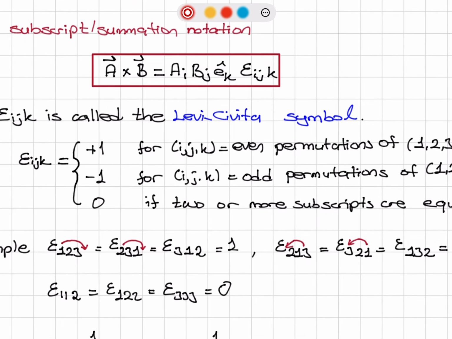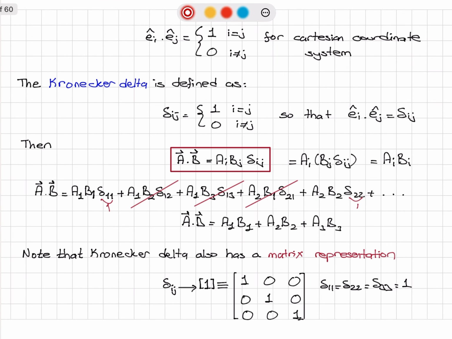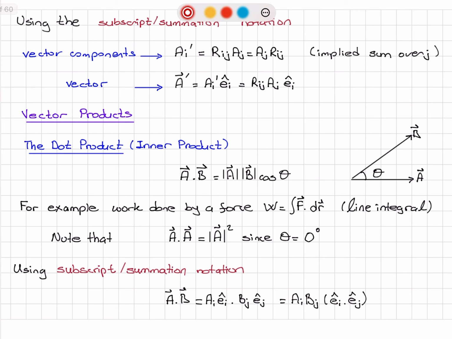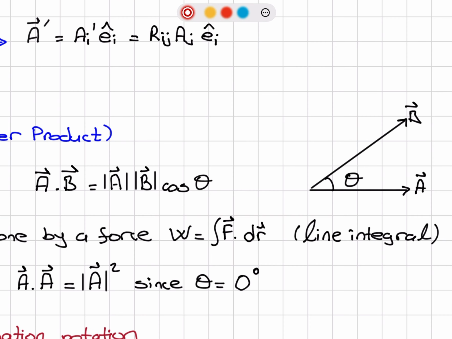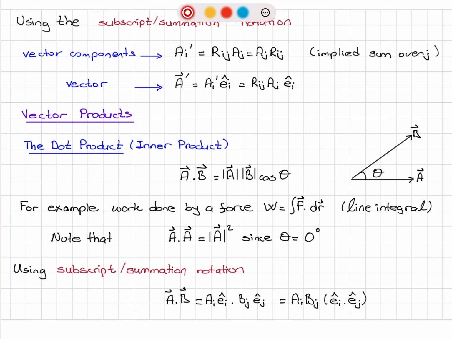Okay, so we have talked about two vector products, the dot product, the inner product, which is A dot B. We show it with the dot in the middle. And when the vectors make an angle theta, it's magnitude of the first vector multiplied by the magnitude of the second vector times cosine of the angle between them.